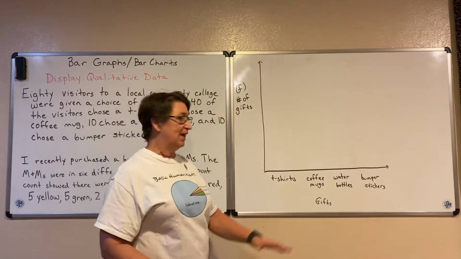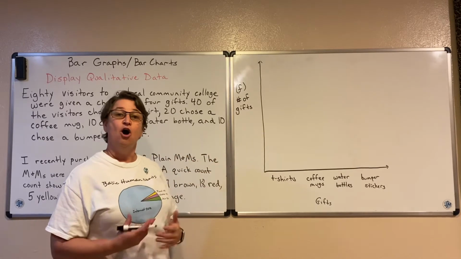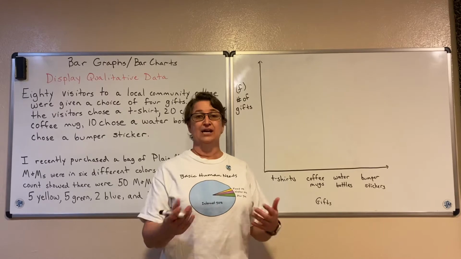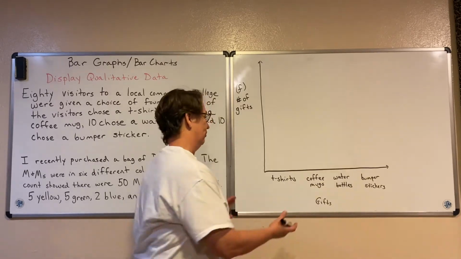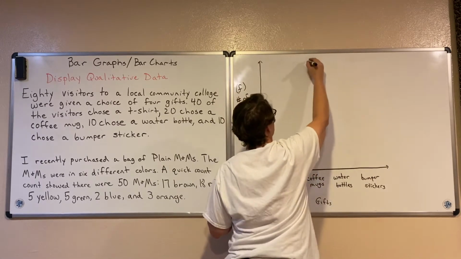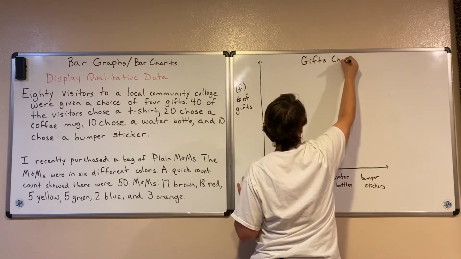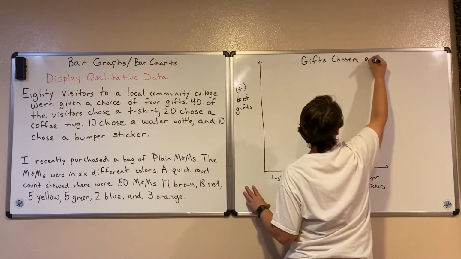All good displays have labels, just as we have put here on the axis. All good displays also have titles to let our readers know at a glance what our display is showing, what data that's showing. So in this case, our graph is showing the gifts chosen at the community college.